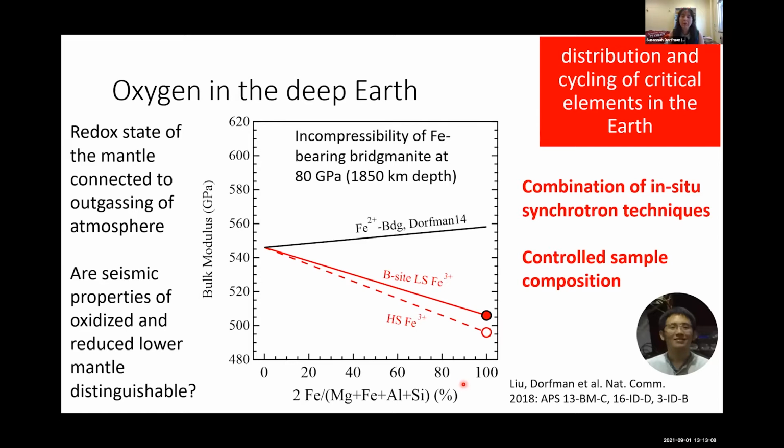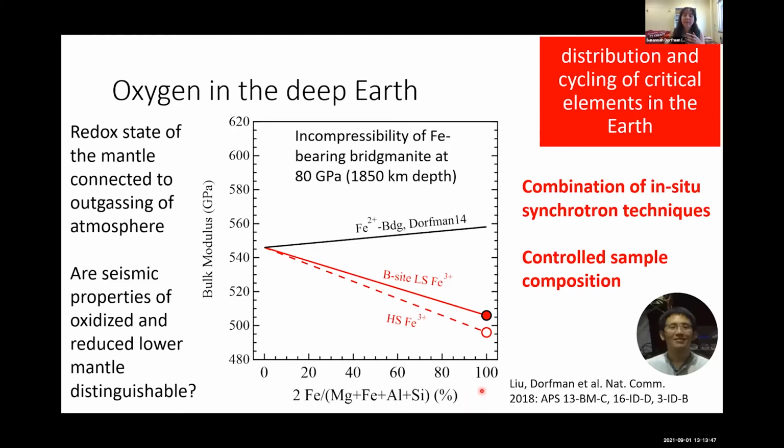And we can rightly point out that the redox state of the mantle is connected to the outgassing of the atmosphere. And therefore, the oxidation state of Earth's mantle has set the composition of the planet. What we would also like to be able to do is determine whether we can measure using seismology what the oxidation state of the mantle is now. And so what we set out to try to determine was whether the seismic properties of oxidized bridgmanite and reduced bridgmanite, as proxy for oxidized mantle and reduced mantle, could be distinguishable.